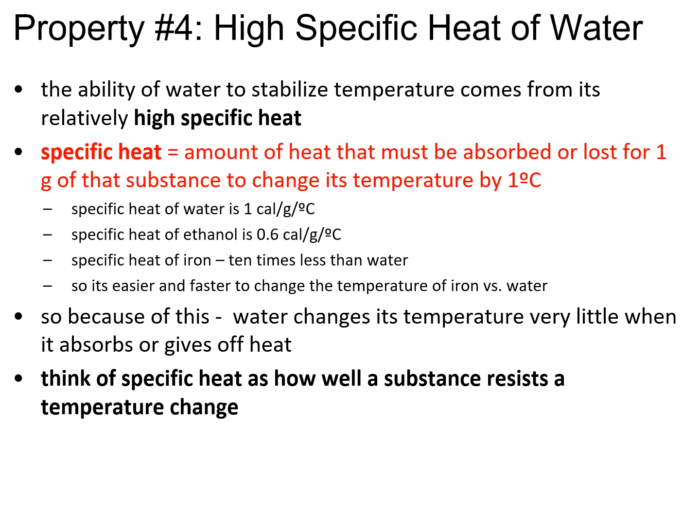In contrast, the specific heat of ethanol is 0.6 calories per gram per Celsius. This means it's easier to change the temperature of ethanol versus water. The specific heat of iron is 10 times less than that of water, so it's even easier to change the temperature of iron. This explains why we make a lot of our cooking utensils like pots and pans out of iron. So because of the high specific heat of water, the temperature of water changes very little when it absorbs or gives off heat. Here's another way of thinking of specific heat. Think of it as how well a substance resists a temperature change.